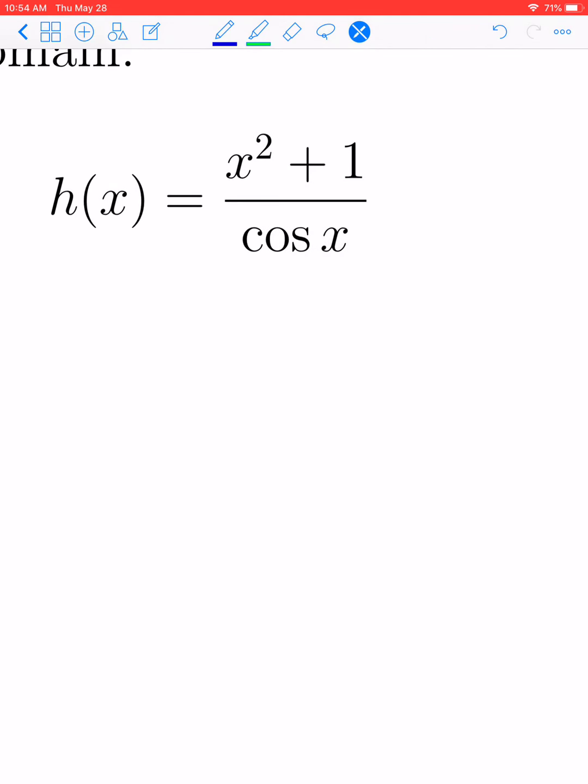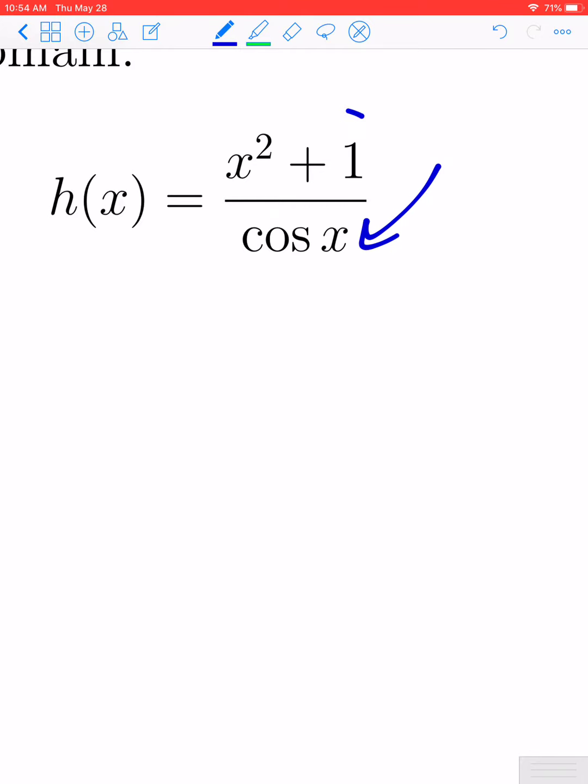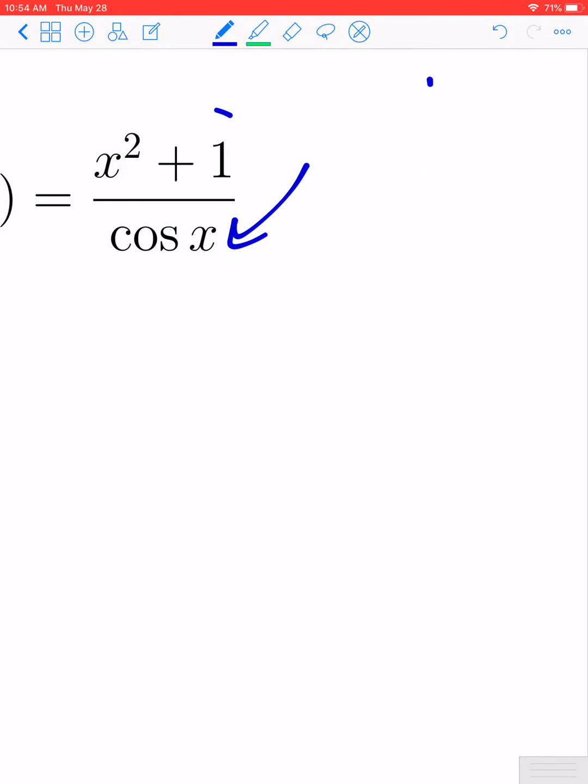The last one we have is h of x. H of x is constructed by taking the polynomial x squared plus 1. That's continuous for all real numbers. The cosine of x is continuous for all real numbers. And according to the above theorem, this quotient function, h, will be continuous anywhere except for where cosine of x would be equal to 0.